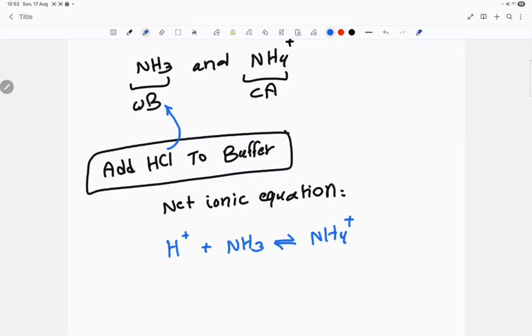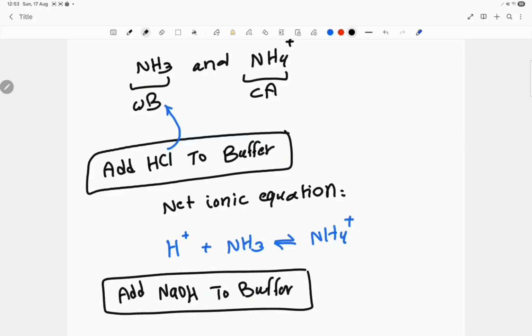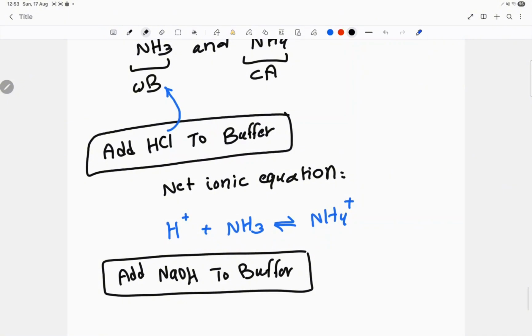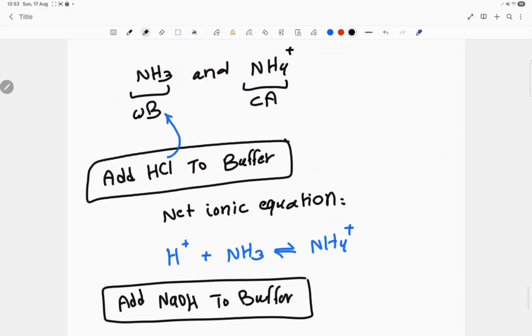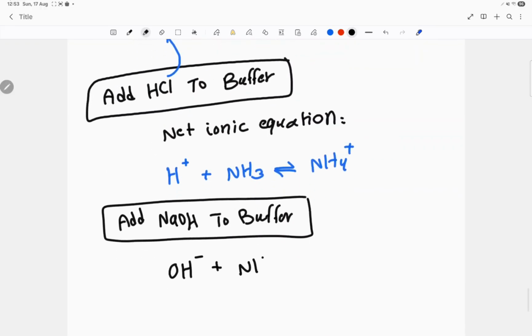Acid reacts with base. Now, what if I add NaOH to the buffer? What's my equation going to look like now? From the NaOH, I only keep the OH negative part, correct? Yep. And I'm going to have to add it to the conjugate acid, which is NH4 positive. You will get water plus NH3. Okay?